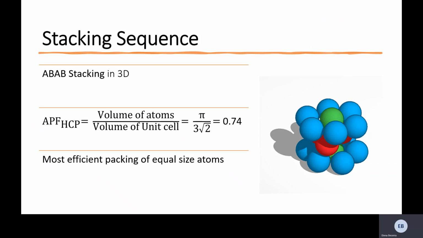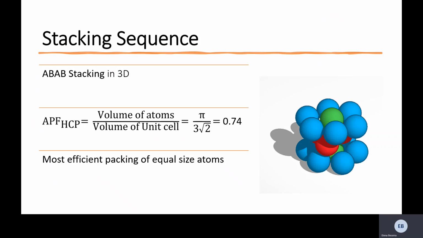Now, for the stacking sequence. As you can see from this image on the right, it does have an AB stacking, in which the blue spheres would be A, the red spheres would be B, and the blue spheres again would be A. Now this green sphere in the middle is just to present the center atom, so it should be blue as well, if you want to think of it as the AB stacking. This further introduces the atomic packing factor of this crystal structure.